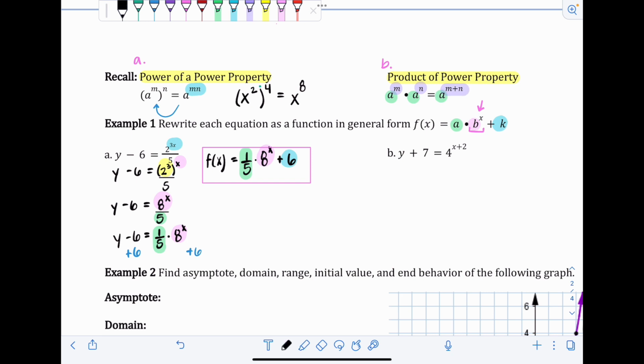So in a different example, let's say we have x squared times x to the 5th. They both have the same base, they're both x's, so I can condense that down into one power by adding the exponents, so it becomes x to the 7th.